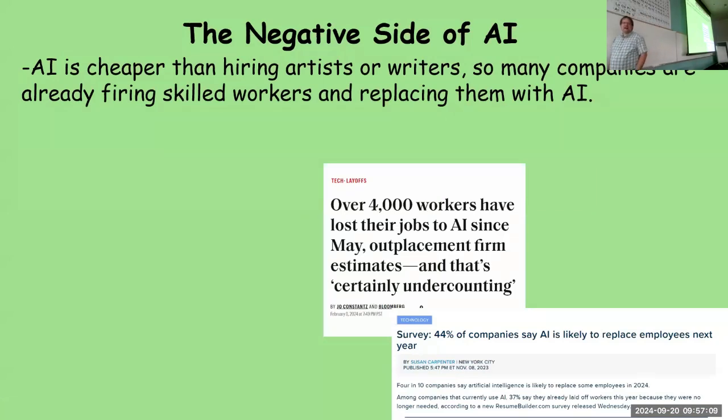AI is cheaper than hiring artists or writers, so a lot of companies are already firing skilled workers and replacing them with AI. Over 4,000 workers have lost their jobs to AI since May. This came out in February. 44% of companies say AI is likely to replace workers next year. That was from last year.